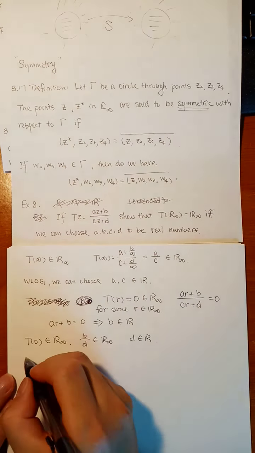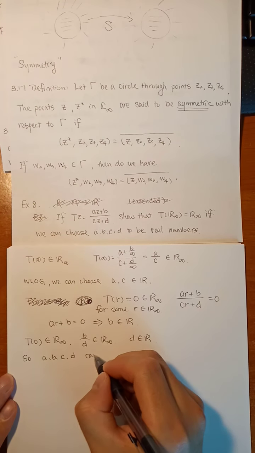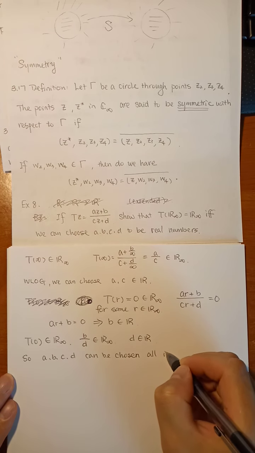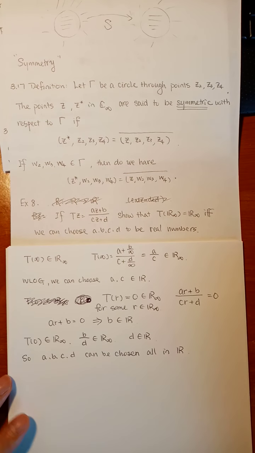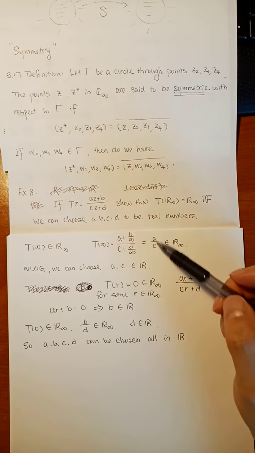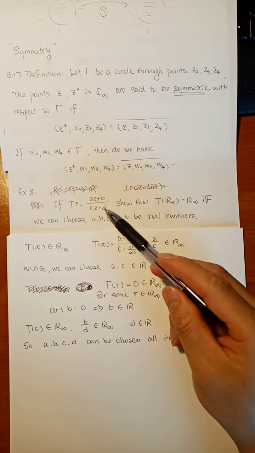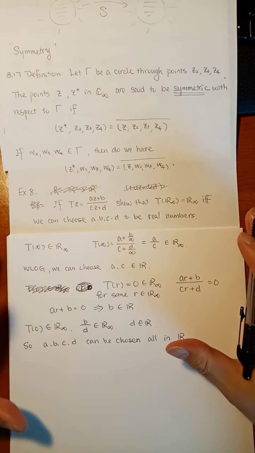Okay, so A, B, C, D can be chosen all in R. All right, so we see that if you have a Mobius transformation preserving the real lines, then those coefficients could be all real numbers. Okay, keep this exercise in mind.